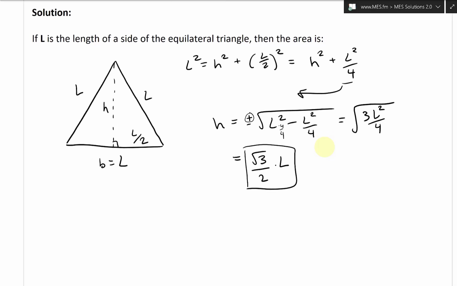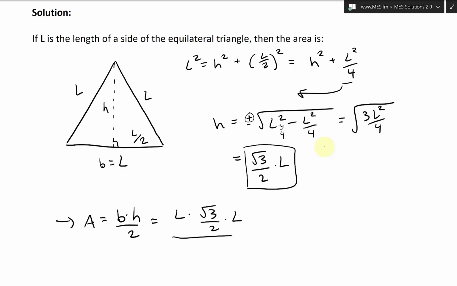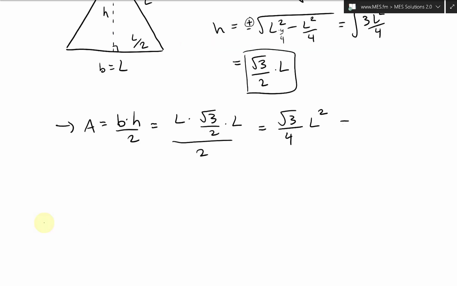Recall the area is equal to base times height divided by 2. The base is L, so we have L times the height, square root 3 over 2 times L, and then divide all this by 2. This equals square root 3 by itself, and 2 times 2 becomes 4, so we have square root 3 over 4 times L squared. This is A, so A equals square root 3 over 4 times L squared.